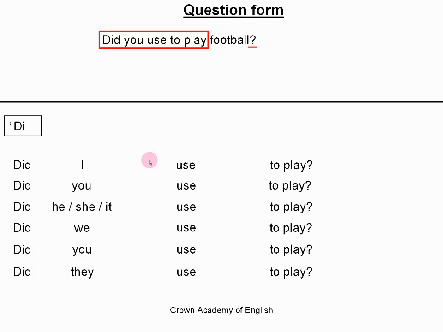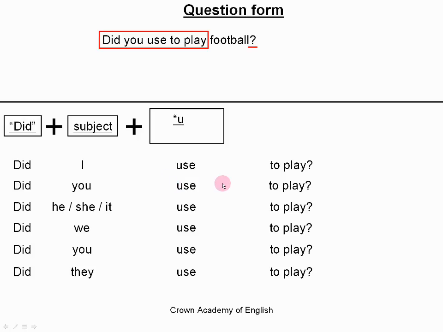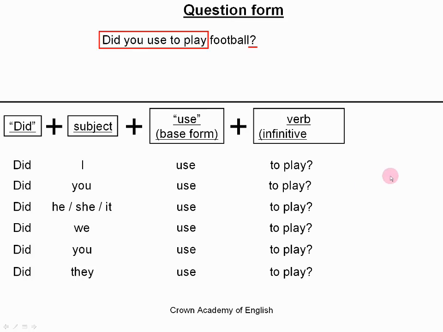So the form is did, the subject, use, which is the base form, then the verb in the infinitive form, followed by the question mark. Did I use to play?